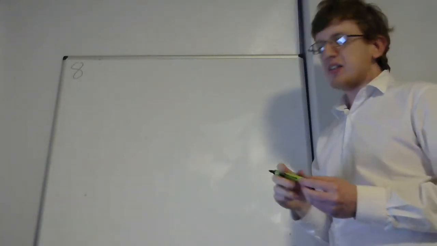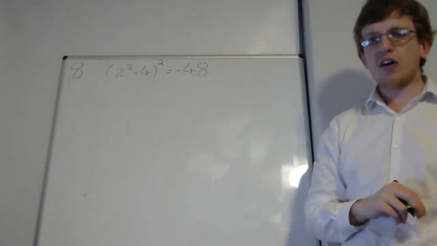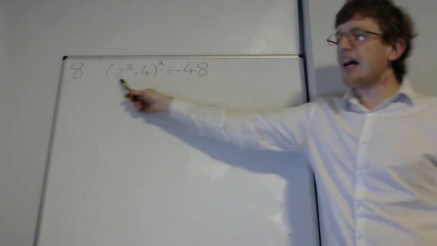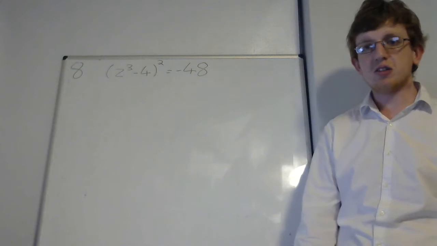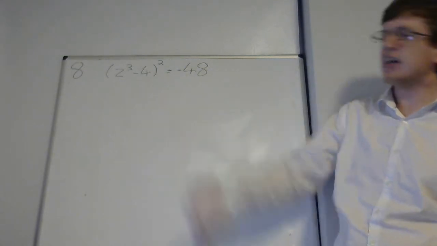It's a show that question, and we've got an equation to solve. So (z cubed minus 4) all squared is equal to minus 48. And we're going to solve this to find z cubed. We've got minus 48, and that is equal to a number squared. So we're going to have to use complex numbers. It's the only way you can square a number and get a negative.